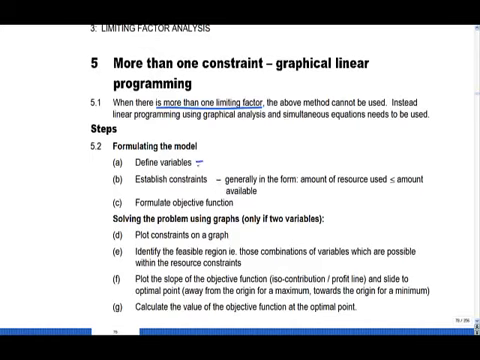Basically your variables are your products. Okay, now you're never going to have more than 2. Any more than 2 you need a piece of software to solve it, so we're only going to be looking at 2 products. We've got to establish our constraints, formulate our objective function, and that is going to be to maximise contribution or profit the majority of the time.